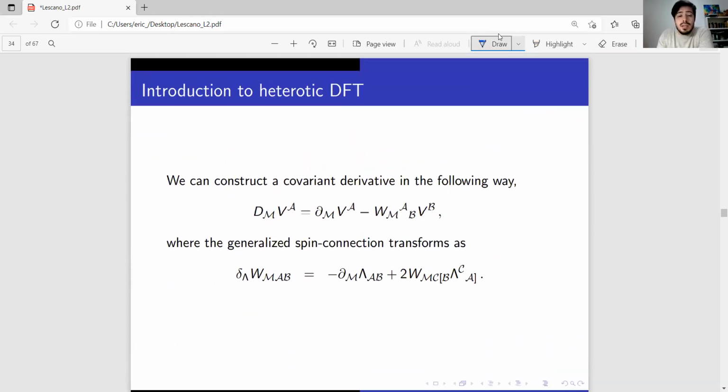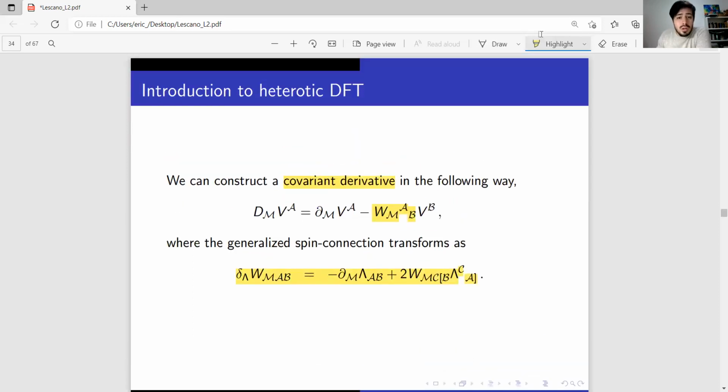So at this point, we can construct a covariant derivative. We can construct a flat covariant derivative. Of course, we can construct the other covariant derivative with respect to diffeomorphisms, but we are always working with flat indices, so this is enough for us. The covariant derivative contains a connection. This is a generalized spin connection. It's very similar to the supergravity case. The transformation is exactly the same. If you see this transformation, the structure is similar to the supergravity case.